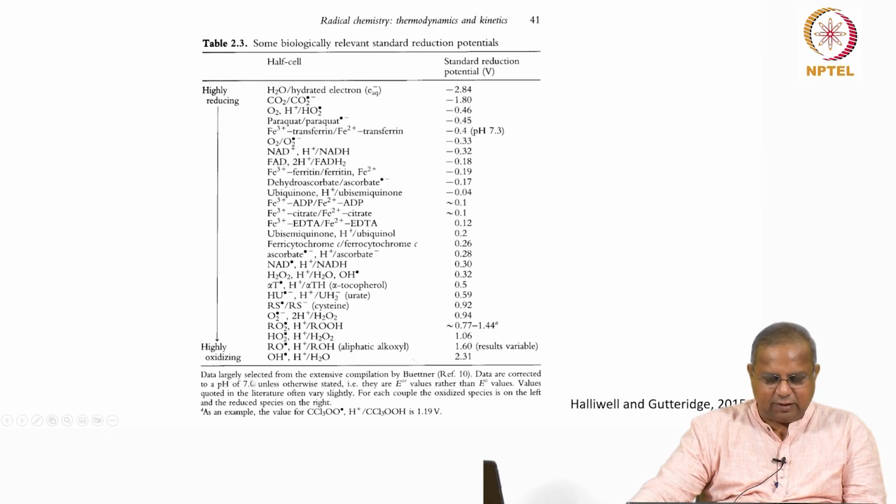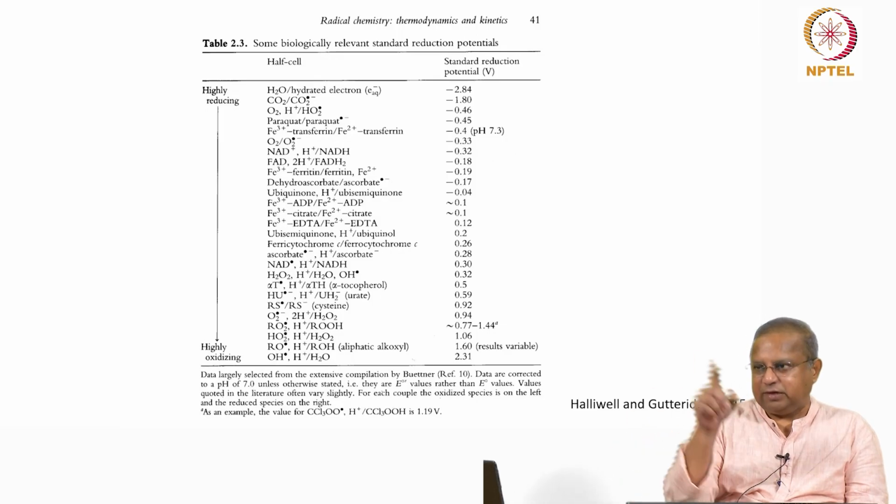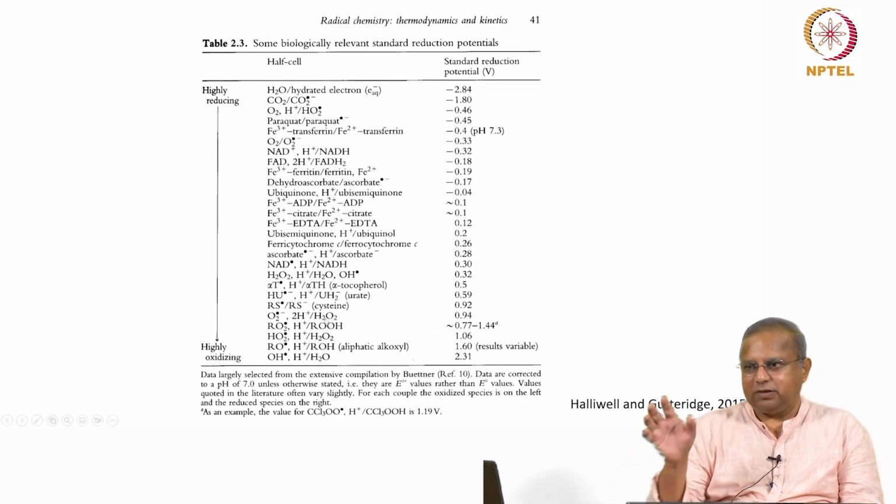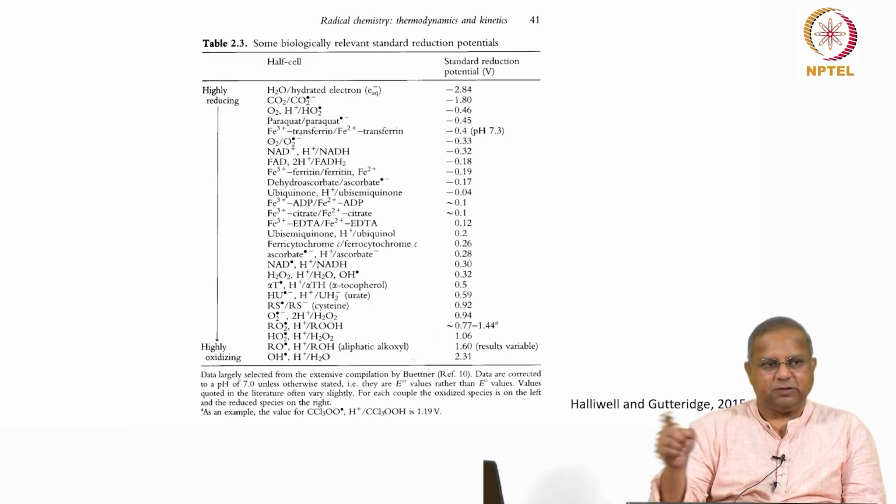Here it says, data largely selected from extensive compilation by Buettner. Data are corrected to a pH of 7 unless otherwise stated. They are E naught dash values rather than E naught values. Values quoted in the literature often vary slightly. For each couple, the oxidized species is on the left and the reduced species is on the right. So, in terms of species, oxidized slash reduced. Okay. So, that's good to remember. You write the oxidized species first slash reduced species, and that represents that half reaction. The electrons are not written there.